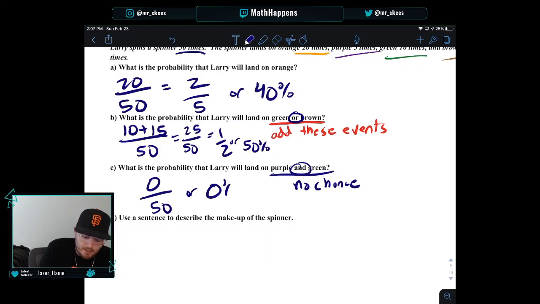How can you land on two different colors? It's not going to happen, right? If it lands in between them, you're going to spin again. You can't land on both. So 0 out of 50.